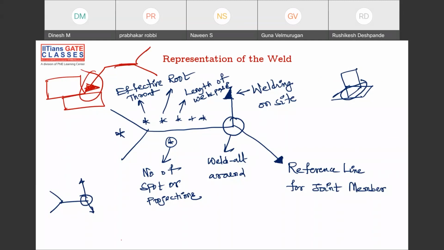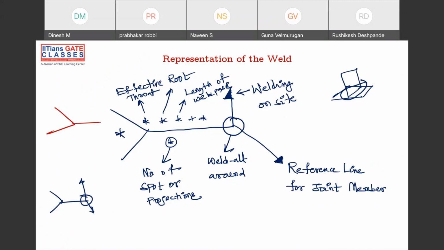So in an engineering drawing sheet, you have to know where welding has to be performed. Welding can be performed there itself, or sometimes you don't do welding here, you take this to the site and then perform welding there. So you have to do that on site. All these things should be represented in one diagram, one representation. So this is the representation. Okay, so what is that?